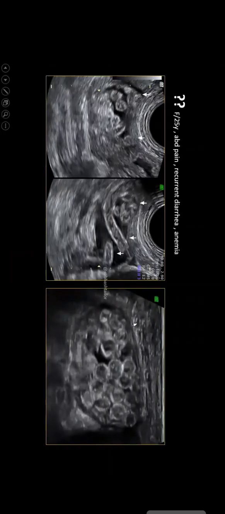Female, 25 years, pain abdomen, recurrent diarrhea, anemia. I am using a transvaginal probe and viewing transabdominally. So a small bowel loop is distended with multiple internal structures. Round, round, round. And on the longitudinal plane, these are some trunk-like structures. One ileal loop is distended and filled with these multiple stick-like structures, which on longitudinal scans are long structures.